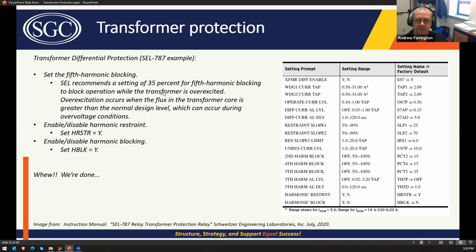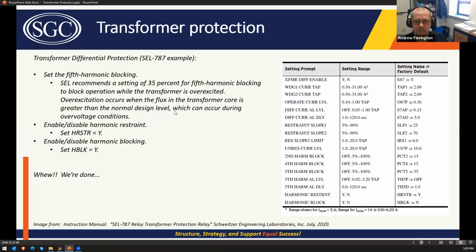SEL just recommends a setting of about 35% for your fifth harmonic blocking. So if your client is inclined, or if your relay manufacturer recommends a certain setting, then in general, that's what you go with.